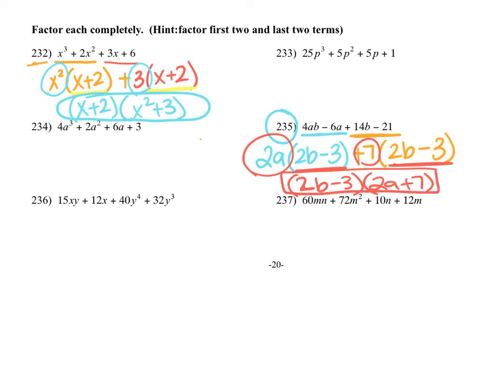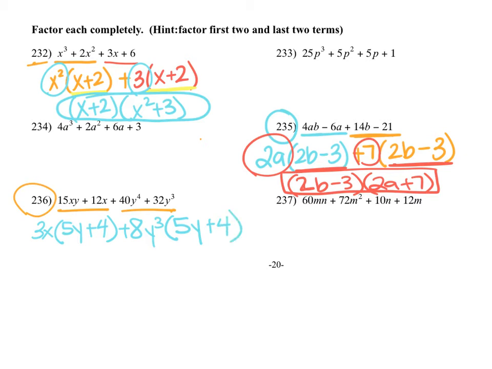Okay, why not? Let's just do one more. So 236. Let's do these two terms and these two terms. So the first one, I could pull out a 3 and an x, and I could do a 5y plus a 4. And then my other one, I'm going to pull out an 8y cubed, and I can make this a 5y plus a 4. And I'm making it easy so that you can see.